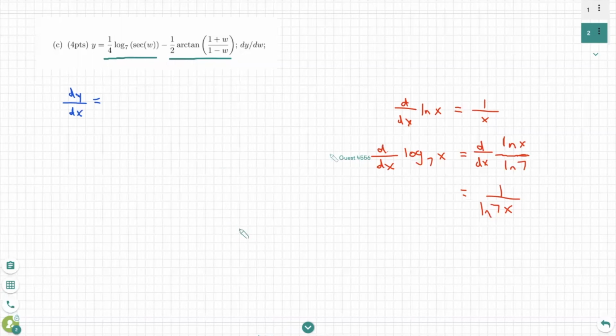So I guess we would do 1/4 times 1 over ln 7x times secant of x. So I guess we do w, ln 7w. Well, what would be plugged into the log? Secant w. So we do ln 7 secant w. Okay, yeah. Then multiply it by secant w, or would that just be like that?